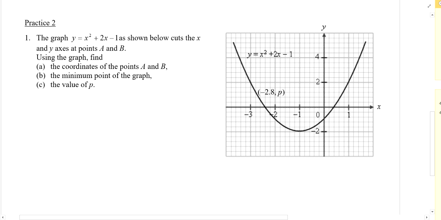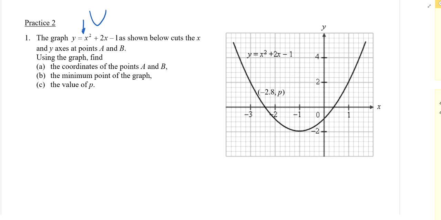Practice number 2. Using the graph, let us see what this graph is. y equals x squared plus 2x minus 1. I know it is a parabola opening upwards because the coefficient of x squared is positive. It cuts the x-axis at A and the y-axis at B. Find the coordinates of A and B.